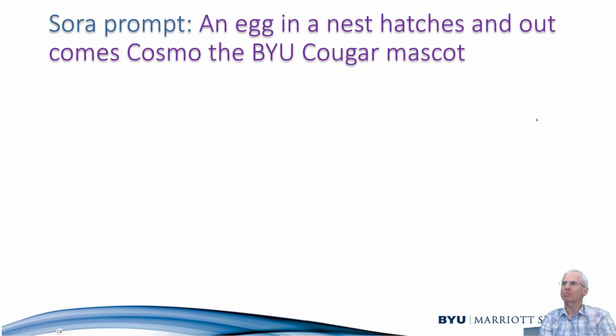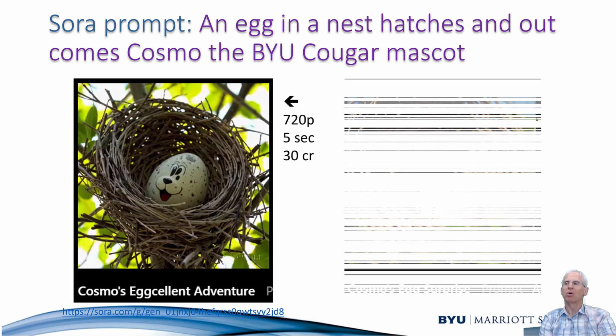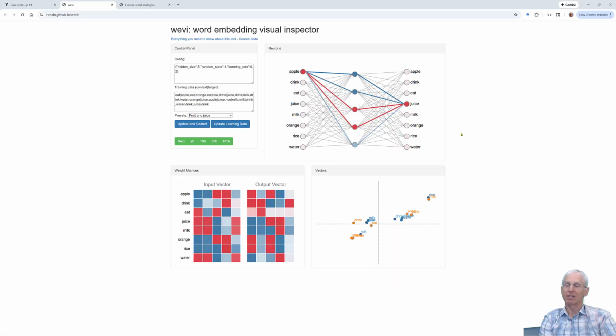Okay, it was Sora. Oh yeah, I had this Sora thing. I may show this in class. Cosmo, the cougar, comes from an egg. The first one actually was kind of stupid. The second one came out better. Actually, maybe I'll show you that one. Let's see if this shows up here. Although I gotta hurry because I have a meeting coming up.